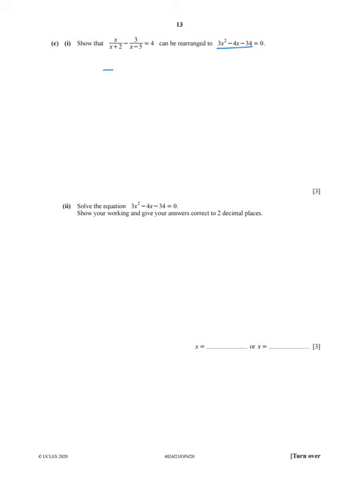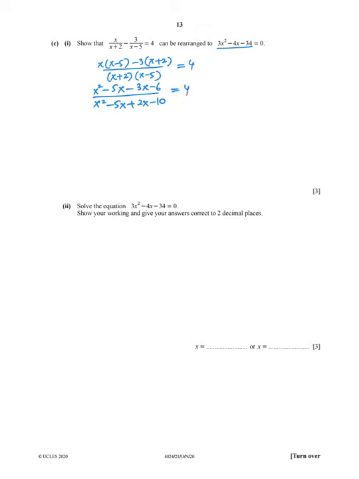Part C, you need to show that the equation can be arranged in this form. So first you need to take the LCM here, and the basic rule is whatever is written in the denominator you need to write it down as it is, right? After that you need to do the cross multiplication in the numerator. So that is minus 3 times x plus 2 equals 4. Now we need to start multiplication. So it will be x square minus 5x minus 3x minus 6, divided by x square minus 5x plus 2x minus 10 equals 4.